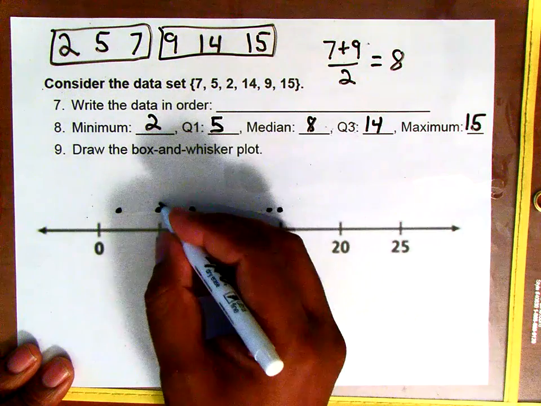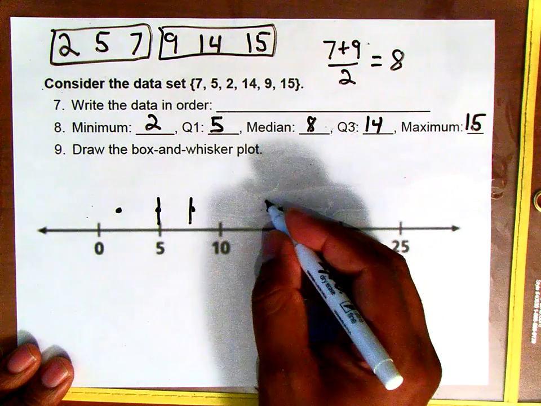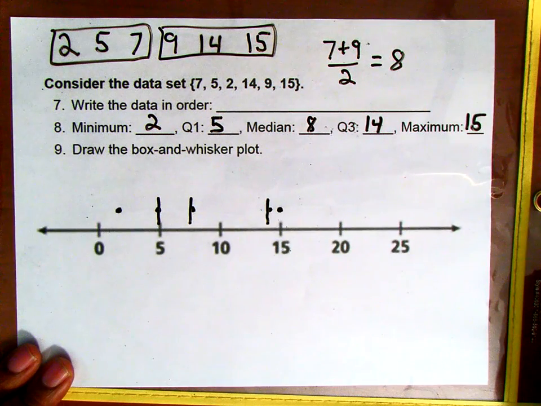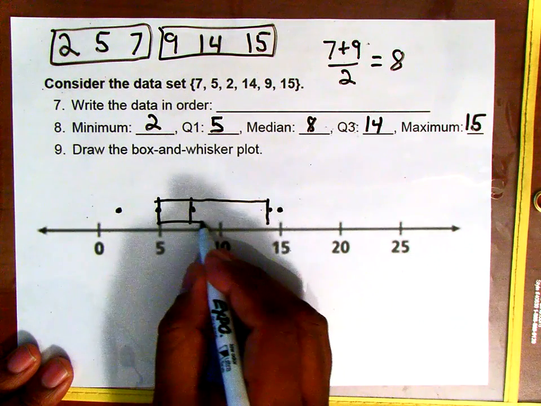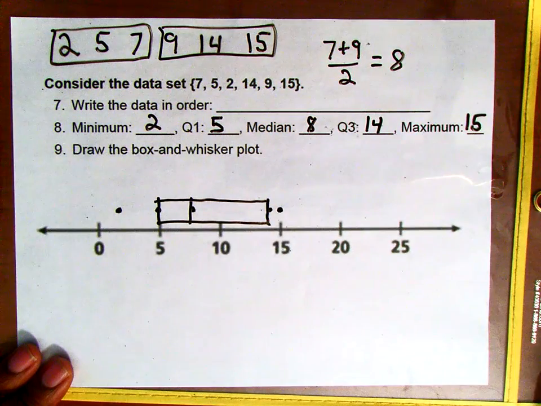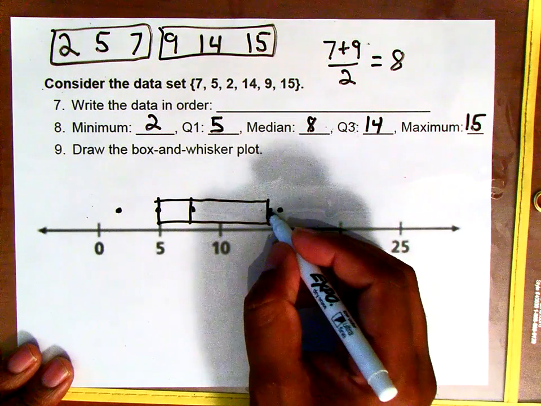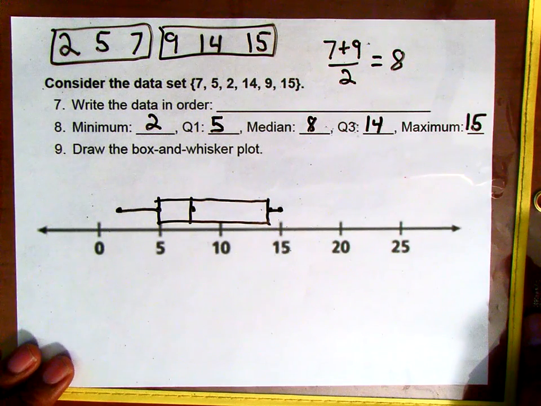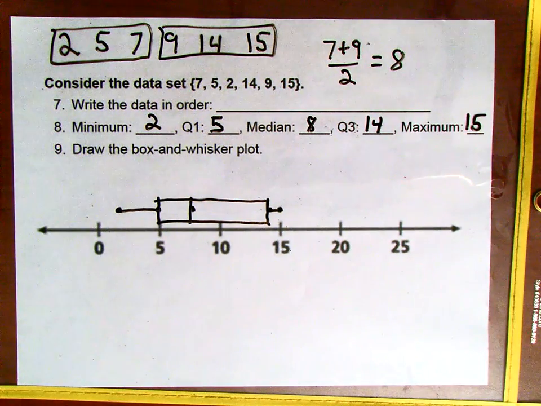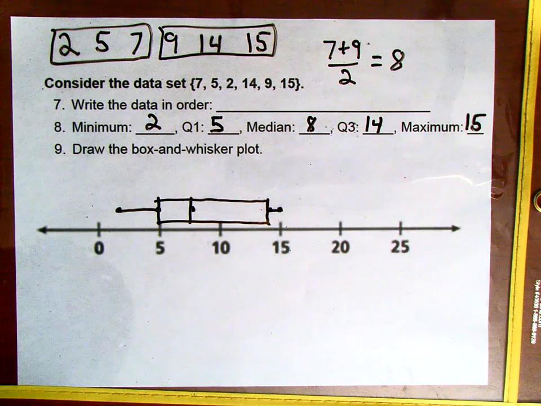All right, now I'm going to draw a line on the 3 in the middle. I'm going to box that in. And then I'm going to connect to the minimum and maximum. And that is making a box and whisker plot.